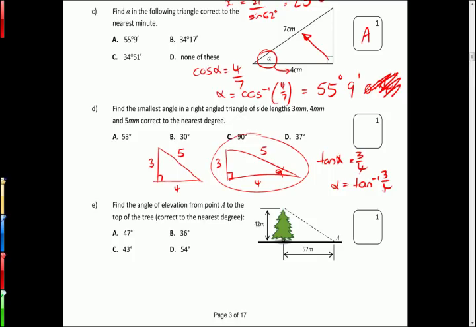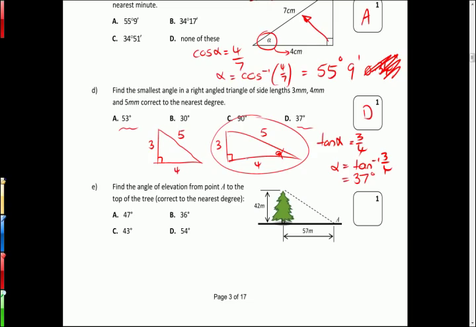Calculator. 3 divided by 4, tan inverse of that is 36 point blah, blah, blah. In this case, to the nearest degree, it's 36.86, so that rounds up to 37 degrees. So there it is. The other angle in the triangle would have been this one of 53, because 53 and 37 make the 90 degrees that's left. 90 plus these two must make 180. Anyway, good, I think we've made the point.